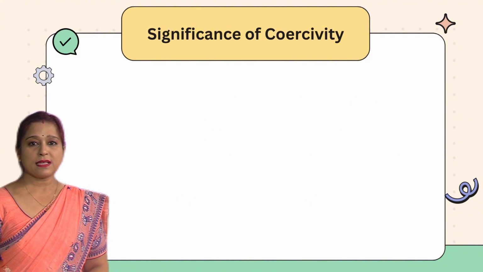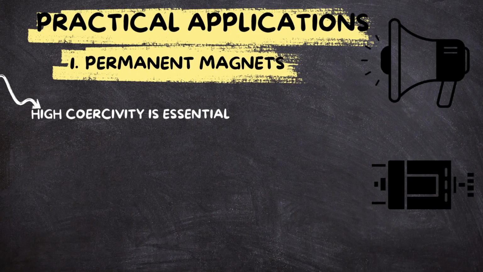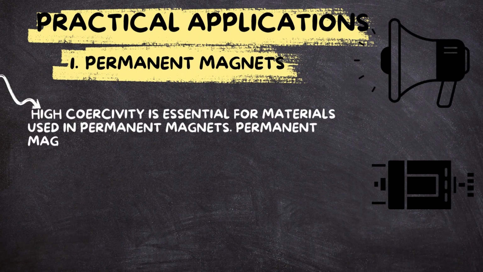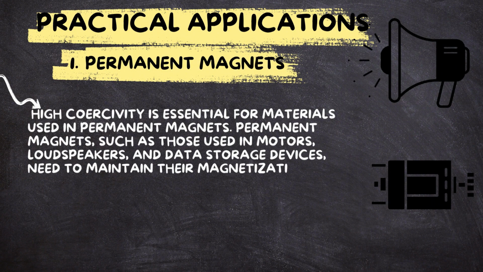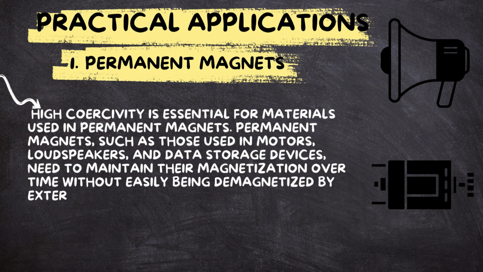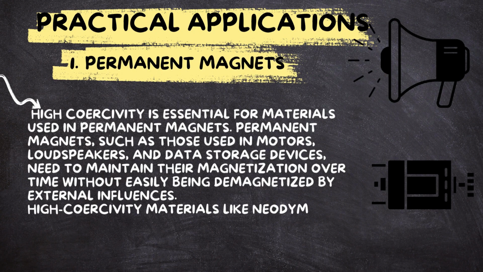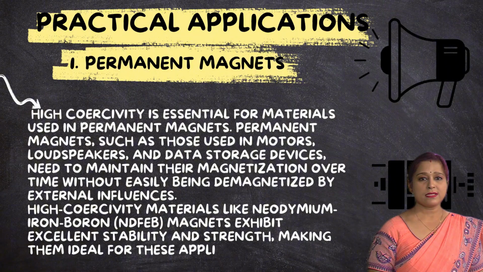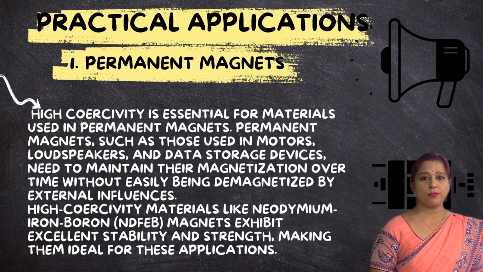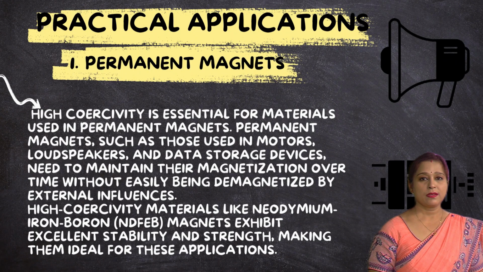High coercivity is essential for materials used in permanent magnets. Permanent magnets such as those used in motors, loudspeakers, and data storage devices need to maintain their magnetization over time without easily being demagnetized by external influences. High coercivity materials like neodymium iron boron magnets exhibit excellent stability and strength, making them ideal for these applications.